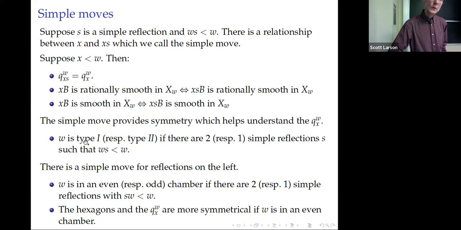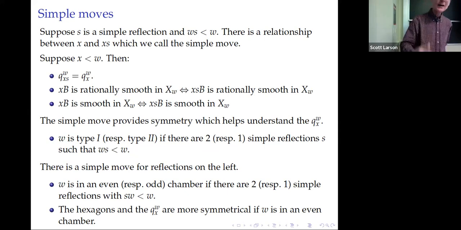The elements that are the easiest to handle are the ones where there are two simple reflections going down, because they have the most symmetry. There are three simple reflections. If W is not the identity, there's either one simple reflection or two simple reflections going down. The easy kind are where there are two simple reflections. We call those type 1. The hard kind are where there is one simple reflection. We call that type 2. Perhaps we should change our names, but in any event, this is where you give a talk and you realize all the bad choices of notation.